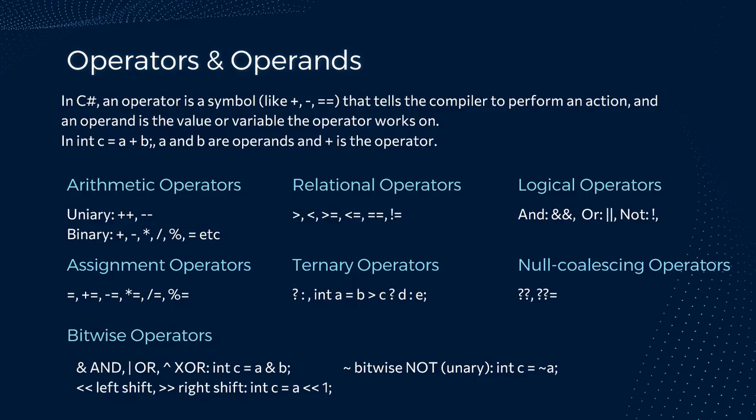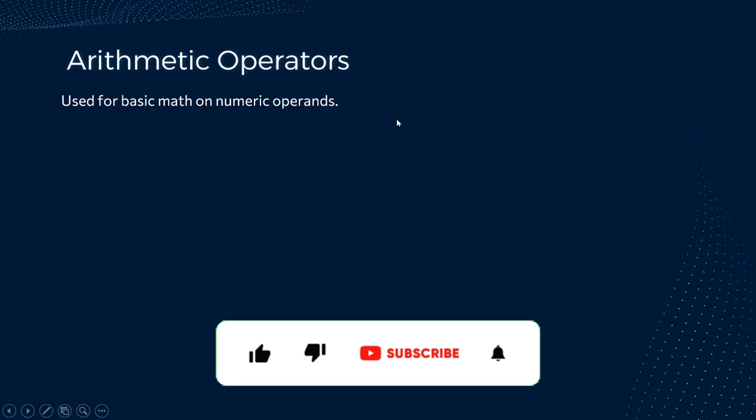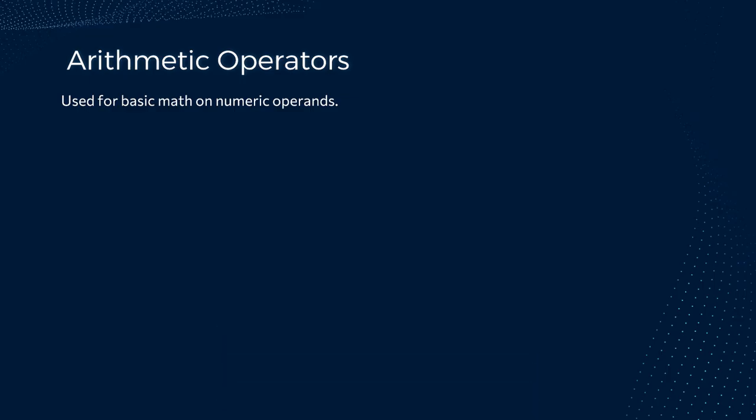But let's look at the arithmetic operator first. So arithmetic operators, what is this? It is used for basic math on numeric operands. So basically it is used for calculations, like if you want to add or do whatever mathematical operations, you can do it with these arithmetic operators. And first one is the unary operators. In unary operators, as we know, it works on a single operand.